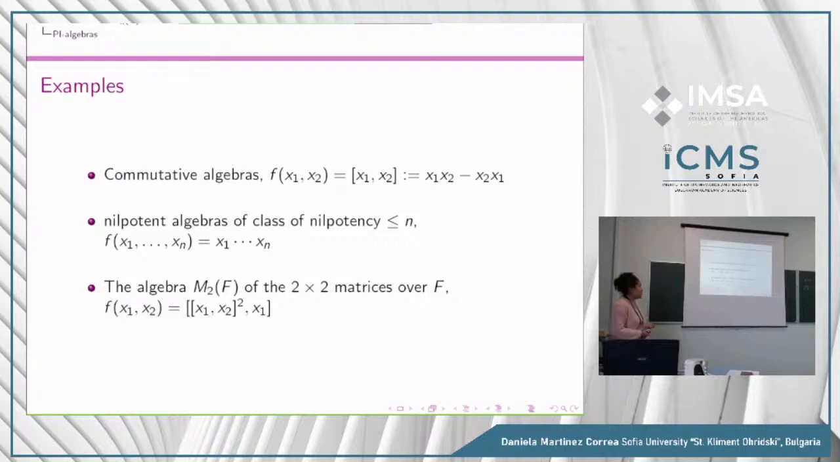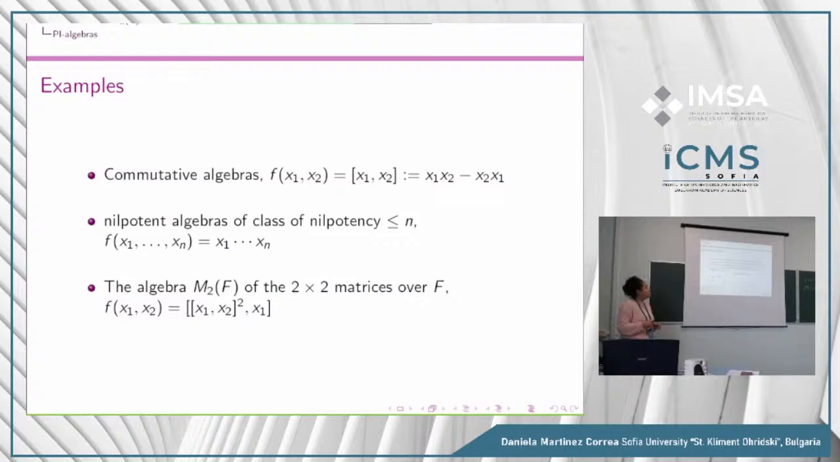The second example is about the class of nilpotent algebras with index less than or equal to n. So if A is in this class, any product of n elements is 0. This implies that this polynomial is an identity for this class. And the third example is about the upper triangular matrices. We can prove that this algebra satisfies this polynomial. It's a little more complicated than the previous one, but this is not important at this moment.